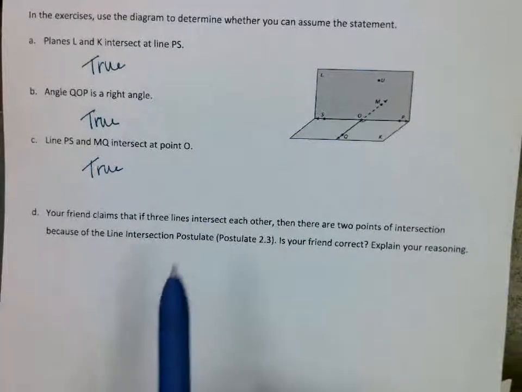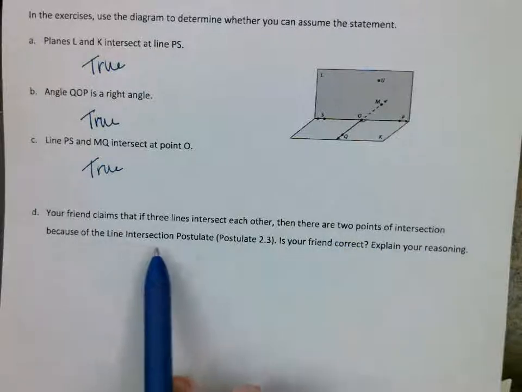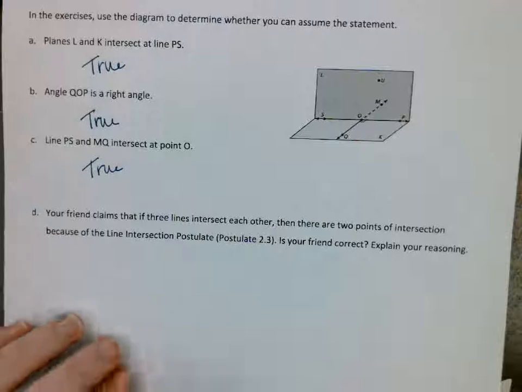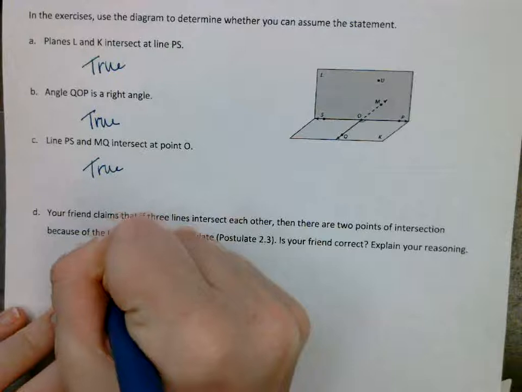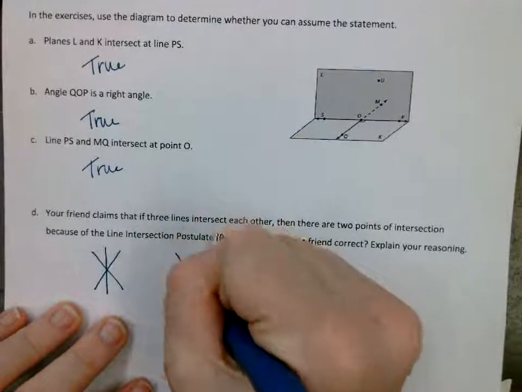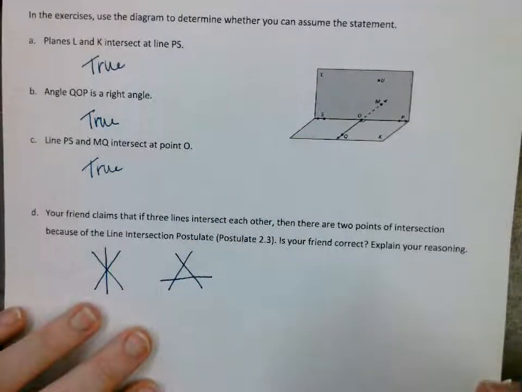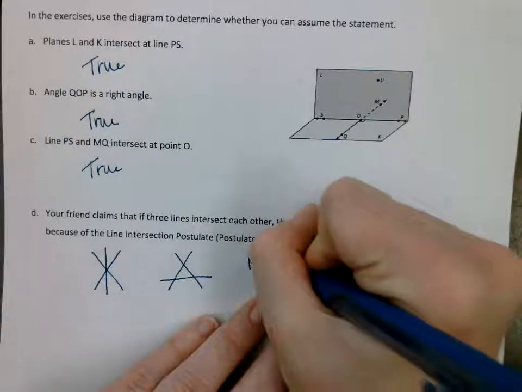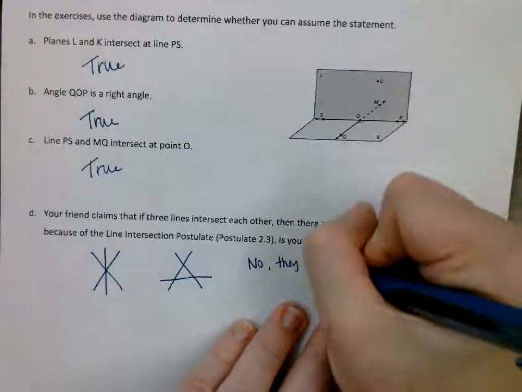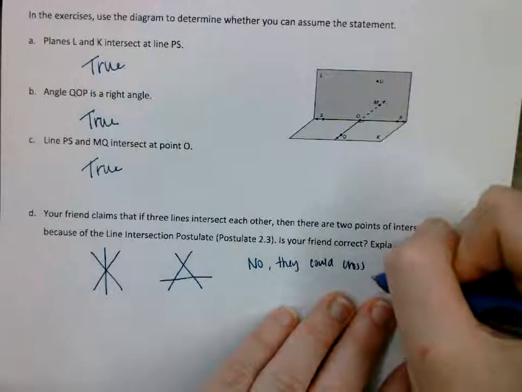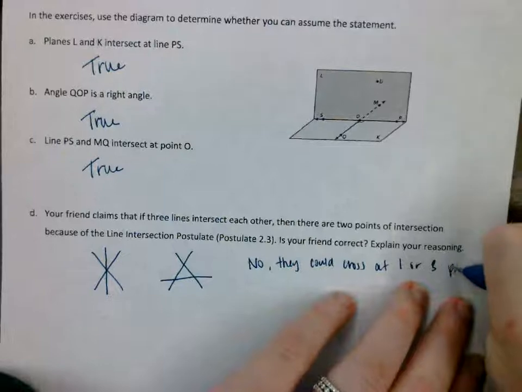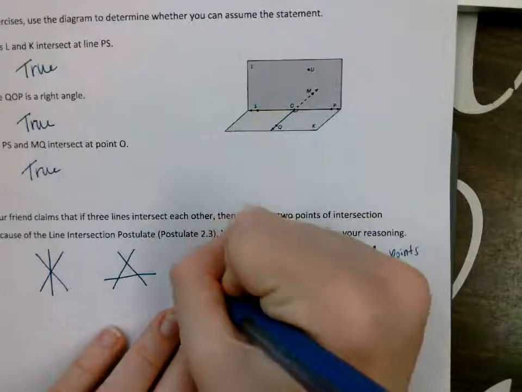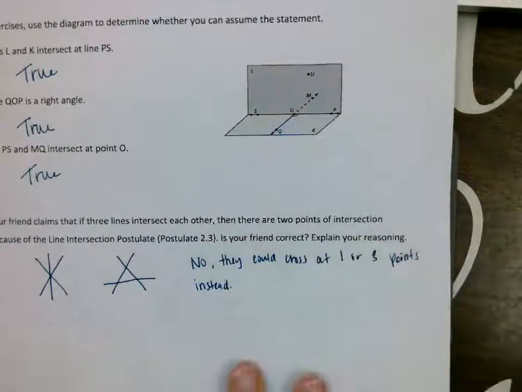Okay, your friend claims that if 3 lines intersect each other, then there are 2 points of intersection because of the line intersection postulate 2.3. Is your friend correct? Explain your reasoning. Okay, so if I have 3 lines intersecting each other, they could intersect each other like this. They could intersect each other like this. Or, yeah, that's the only 2 ways that I have. Okay, so that one would be no. They could cross at 1 or 3 points instead. Okay, and that's all you need for 2.3.